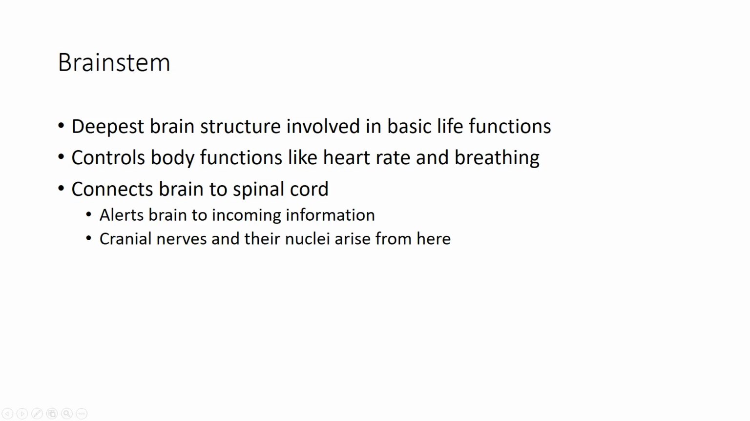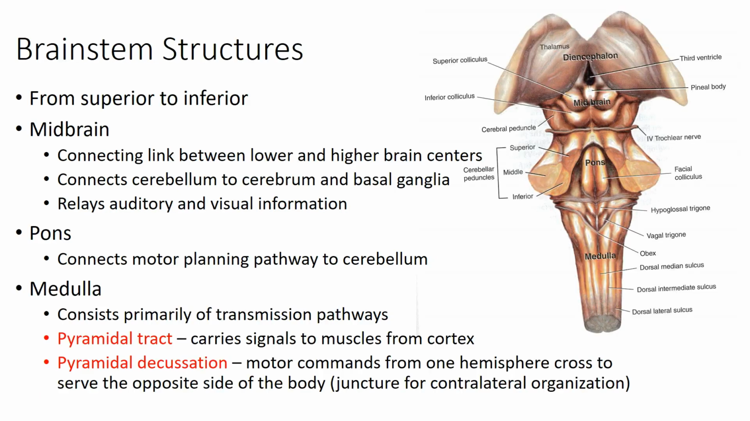Probably our primary interest in the brainstem comes from two different things. One is that connection to the spinal cord, so sensory information coming in from the body comes through the brainstem. Motor commands going out to the body go out through the brainstem, and also the cranial nerves, many of which are important to speech and language, arise from the brainstem. The brainstem itself has three different subparts.